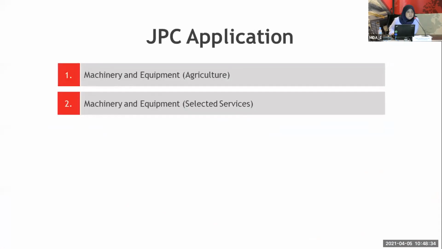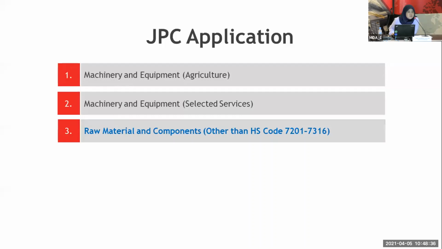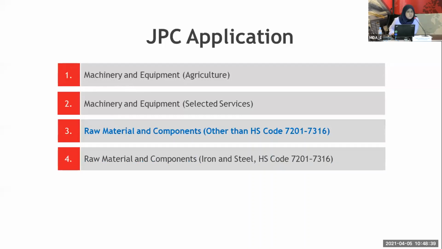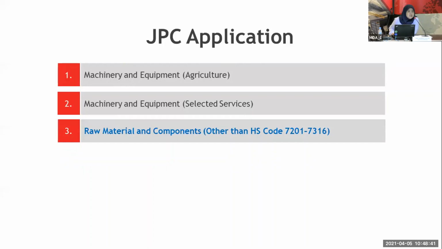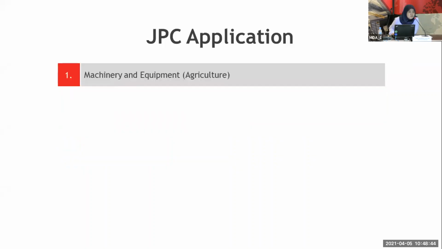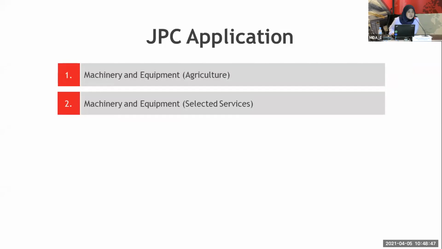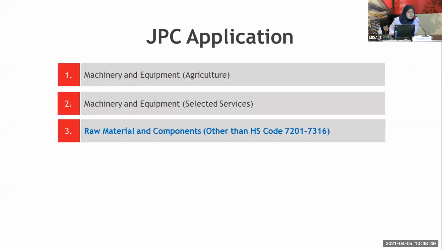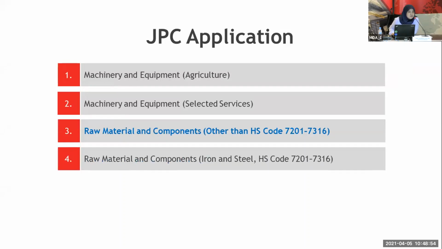Basically, there are four main JPC applications. The first one is machinery and equipment for agriculture, and the second one is machinery and equipment for selected services. The third one is raw material and component other than HS code 7201 to 7316, and the fourth one is raw material and component for iron and steel, HS code 7201 to 7316. Our focus for today will be on the third application, which is the raw material and component other than HS code 7201 to 7316.